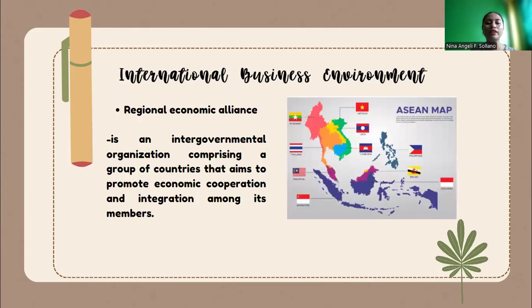We also have regional economic alliances as well. We have ASEAN present to us, right? So we are also part of the ASEAN. Aside from our country, we have Myanmar, Vietnam, Laos, Cambodia, Thailand, Malaysia, Singapore, Indonesia, and Brunei. These countries make us one of their alliance, not just to promote their countries, but also for economic operation. So, ASEAN.